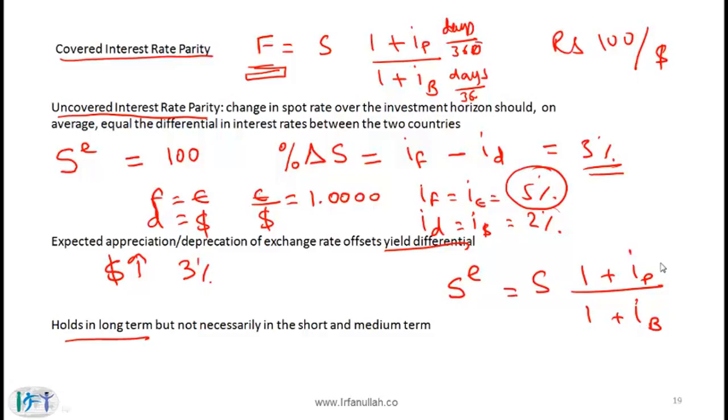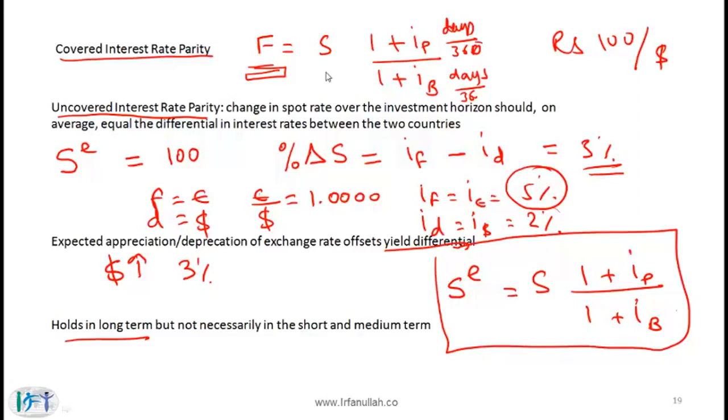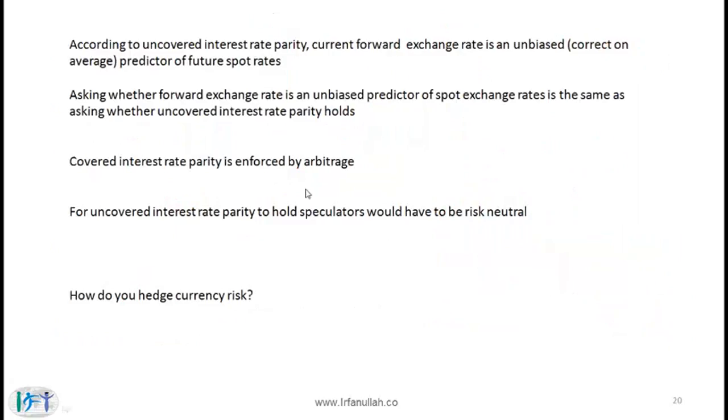And I'm skipping it because it's obvious, but you still need the days over 360 over here. So note that this is very similar to the covered interest rate parity relationship. The only difference is that covered interest rate parity gives us a forward rate, and uncovered interest rate parity is used to estimate the expected future spot rate. A few more basic points and then we will get into example 4.